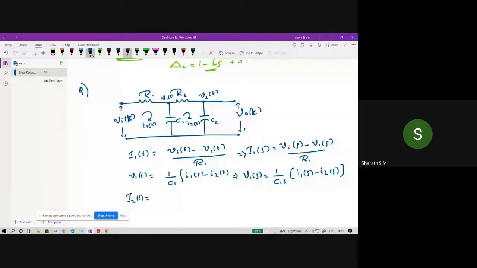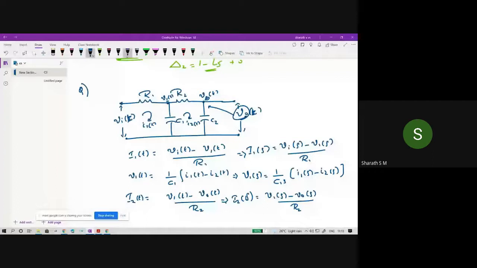Afterwards, the second loop current equation, I2 of t is equal to V1 minus, what about this V2? Just look here: whatever voltage we have across the output, the same we observe across V2, so we can make this V0. So I2 of t is equal to V1 of t minus V0 of t divided by R2, which implies by Laplace, I2 of s is V1 of s minus V0 of s divided by R2.